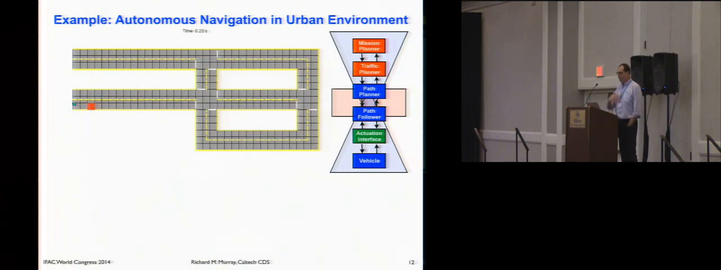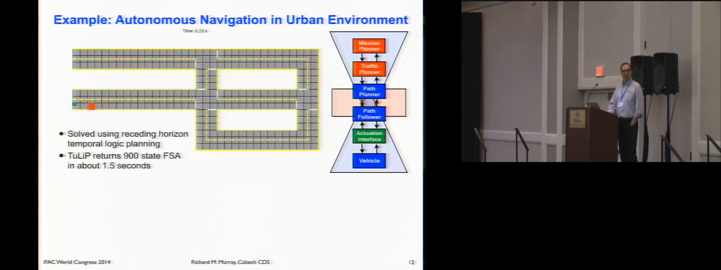What I'm going to show you here is just an animation of a synthesized controller. In this synthesized controller, we solved it as a receding horizon problem. We used a tool called Tulip that I'll mention maybe briefly at the end. Tulip was able to solve this problem and return a 900-state finite state machine over the horizon it was looking at in about 1.5 seconds, on a laptop, without a lot of optimization. So that's what I mean by relatively quick: in 1.5 seconds we're able to solve for a controller.